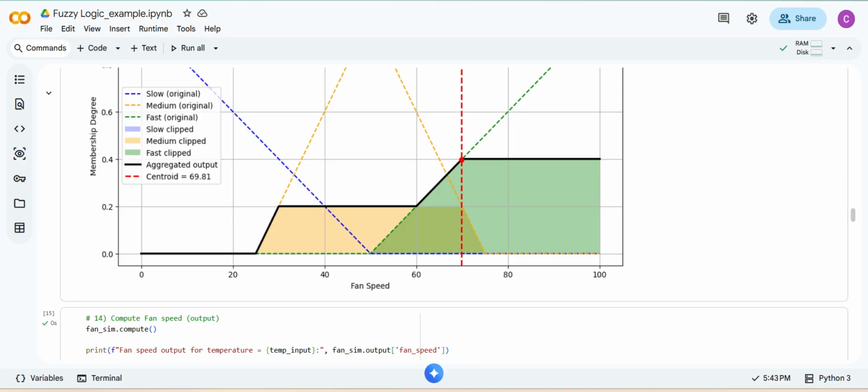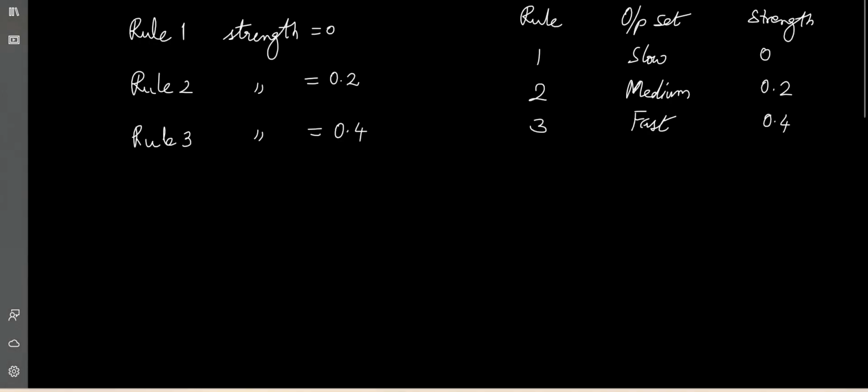Understand? Now we will see the output membership function. As you can see in the graph, it is clipped at 0.2, not at 20 degrees Celsius, the medium region, but at a point which is slightly away from 20, or it might be exactly 30. So we will discuss what is that particular temperature also. Okay. So that is the next step.